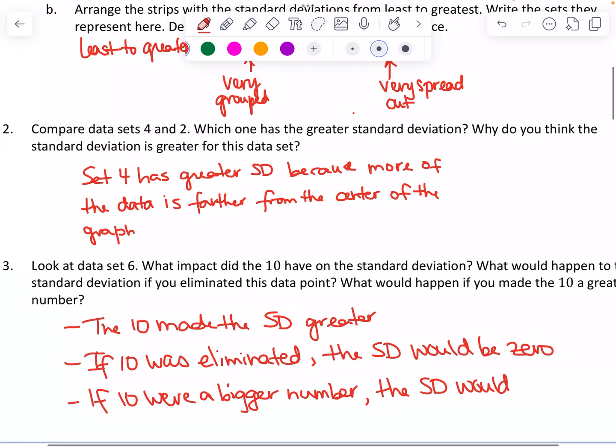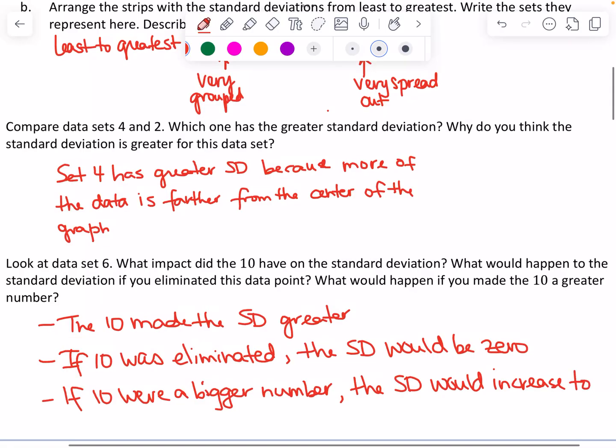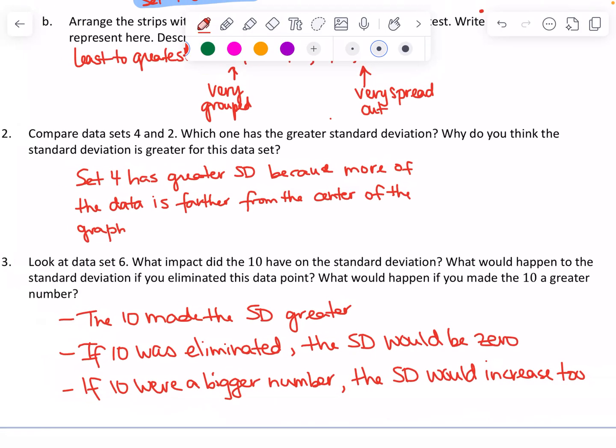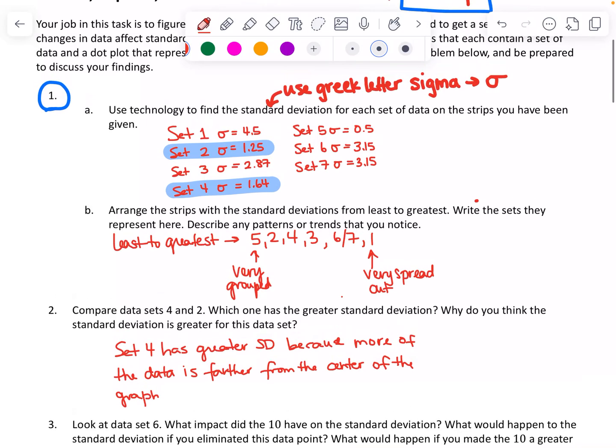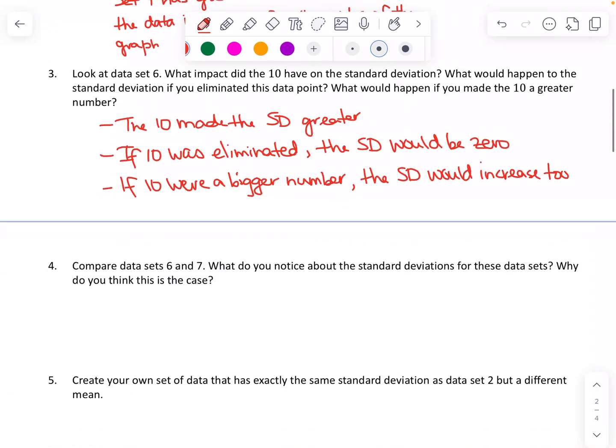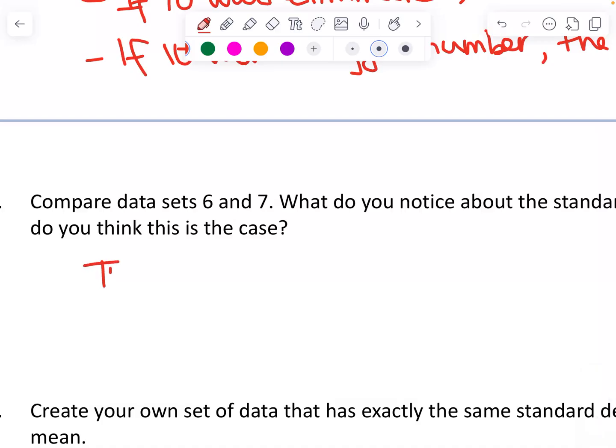Okay, let's go ahead and turn the page. Let's look at number 4. Number 4 says, compare data sets 6 and 7. What do you notice about the standard deviations for these data sets? Why do you think this is the case? Yeah. Okay, so just looking up here, right, the standard deviations are the same. They're both 3.15. So we can say the standard deviations are the same. And the reason why is because the data points are spread exactly the same distance apart. They're just kind of the mirror image, right?